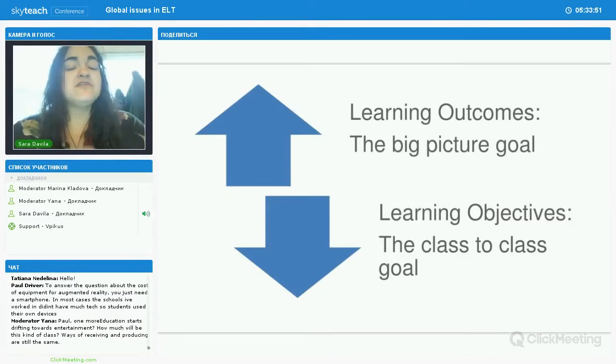In education, there are two different kinds of learning goals that you can work with. We have learning outcomes, which are more of a big picture goal. And then we have our learning objectives, which are our class by class goal. So for example, if you have a program at your school, and let's say it's a 6-week program for your students, the school will have defined some learning outcomes that by the end of 6 weeks, students should be able to do things if they've been successful in this classroom.